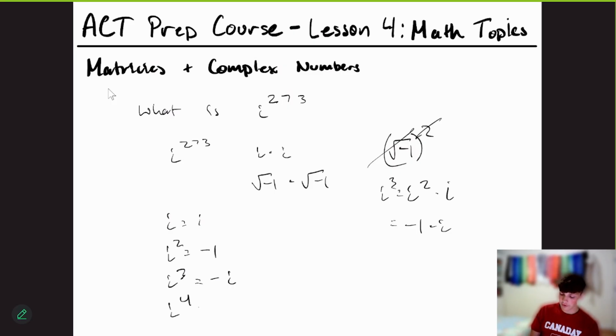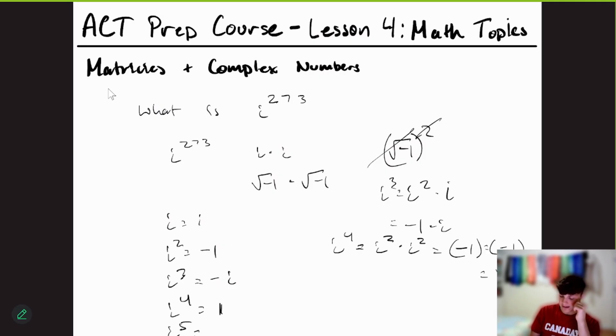And i to the fourth, well, what is i to the fourth? Well, i to the fourth is just i squared times i squared, right? So what's i squared? Well, i squared is negative 1. So that's just negative 1 times negative 1, which is just positive 1, right? So i to the fourth is really just a positive 1, okay? And then what is i to the fifth?